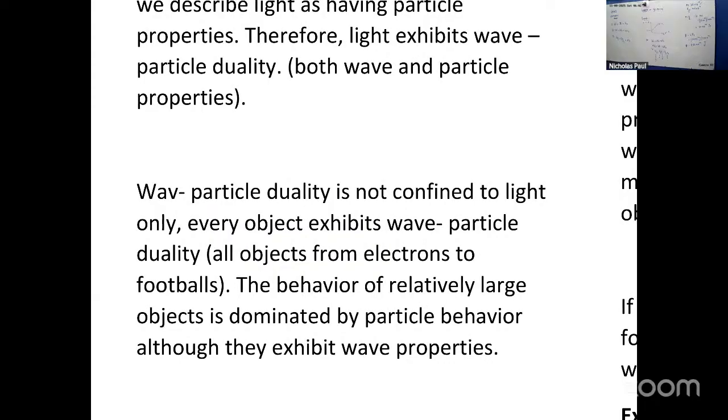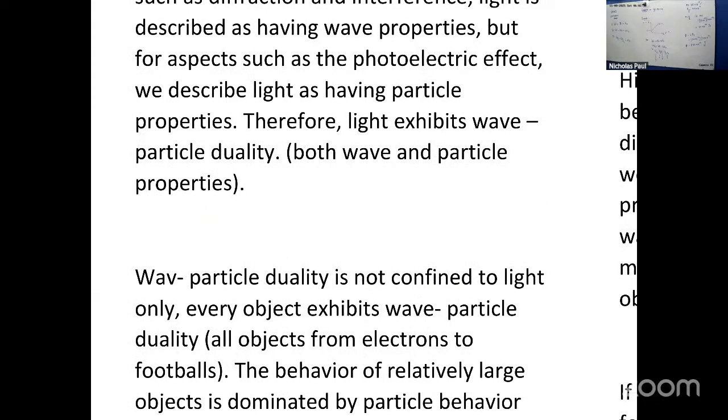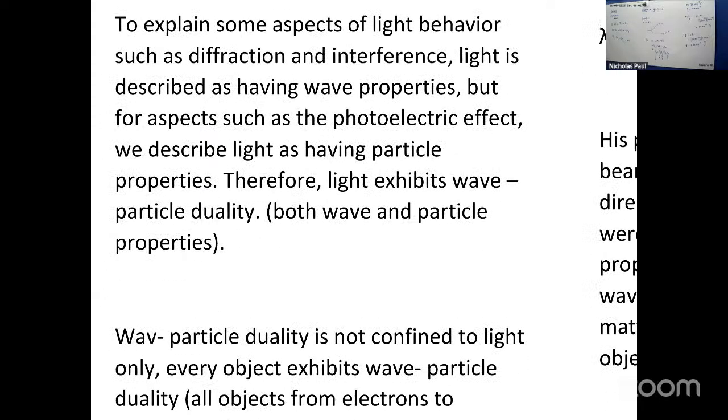All right, so let me take a look at this here. Where was I? Right, so we describe light as having particle properties. Therefore, light exhibits wave-particle duality, both wave and particle. So what we're moving on to is that every single thing around us has wave and particle properties. If you look at a football, you need wave and particle.